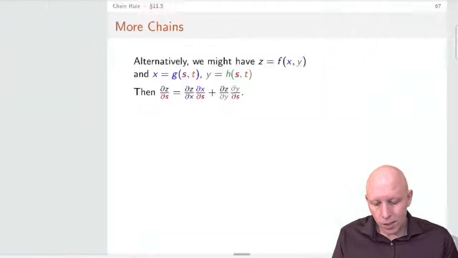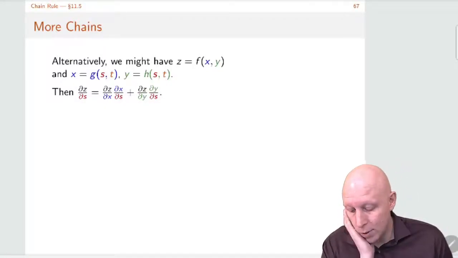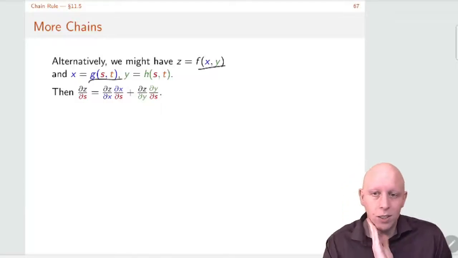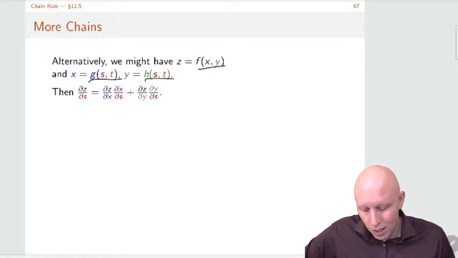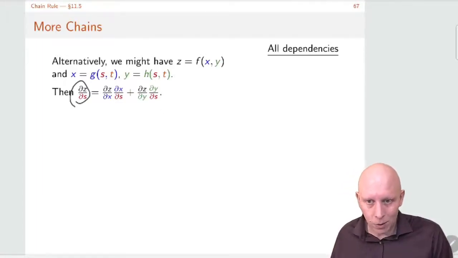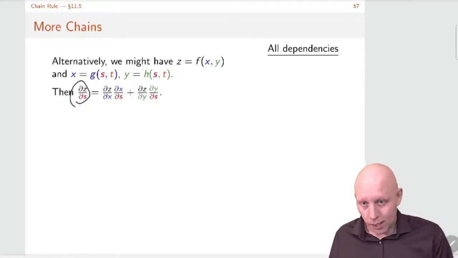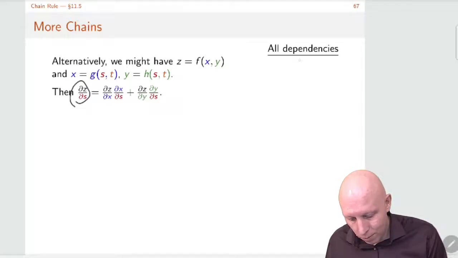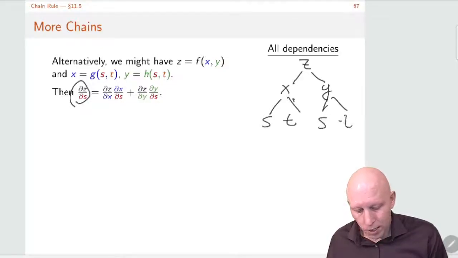All right, so let's look at a more complicated example. So we might have a function where z is equal to a function of x and y. X is a function of two variables, s and t. Y is a function of two variables. So when we're doing this, when we want to figure out the derivative of z with respect to s, we have to find all different ways in which z is related to s. And so what I find really helpful is for us to draw a picture which says, okay, z depends on x and y, and x depends on s and t, and y depends on s and t.